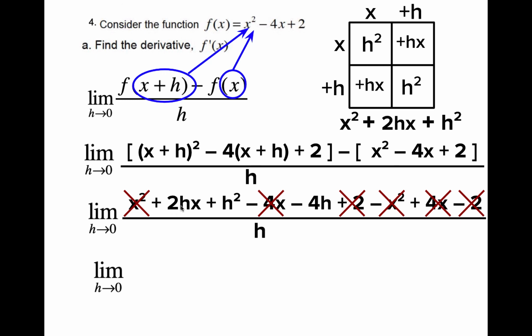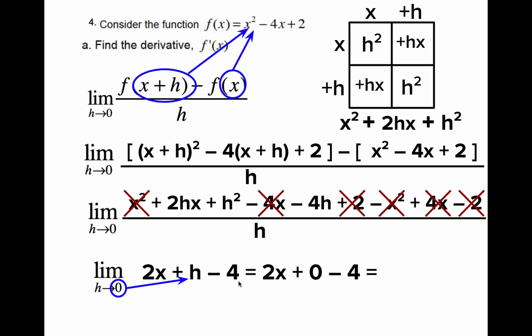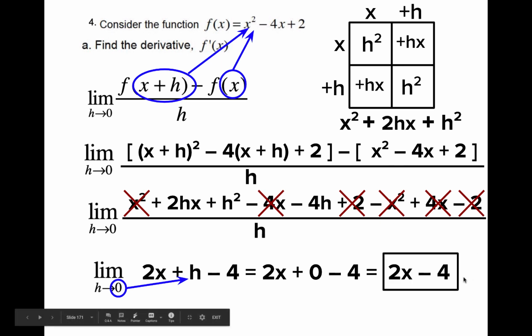So this 2hx divided by h is just 2x. h squared divided by h is just h. And negative 4h divided by h is negative 4. Now that you've divided everything by h, I can plug in 0 for h, giving me 2x plus 0 minus 4, which is just 2x minus 4. So that's our equation to find the slope at any given point.